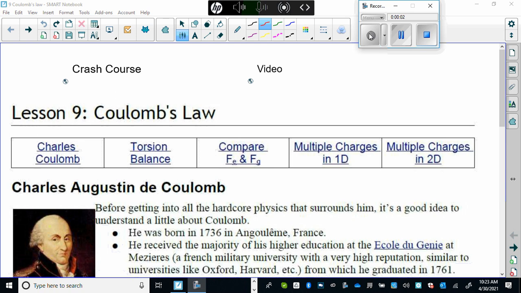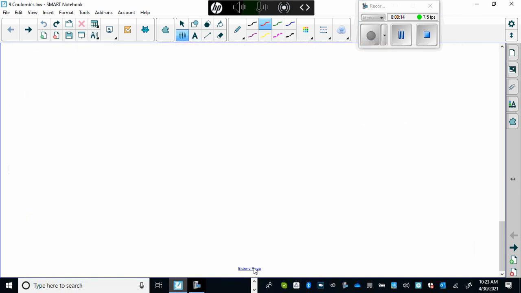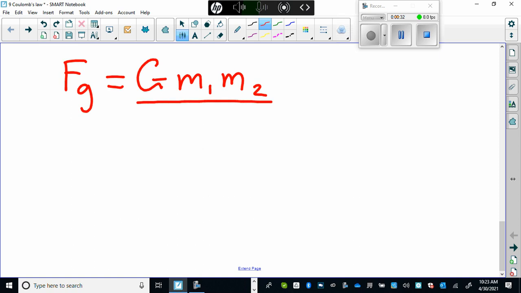Lesson 9 is on Coulomb's law. And before we talk about Coulomb's law, we're going to just very quickly review another law, and that's Newton's gravitational law, which you should remember from Physics 20 as being Fg, the force of gravity between two masses, is the universal gravitational constant times the product of the masses divided by the distance between them squared. So what does that measure?